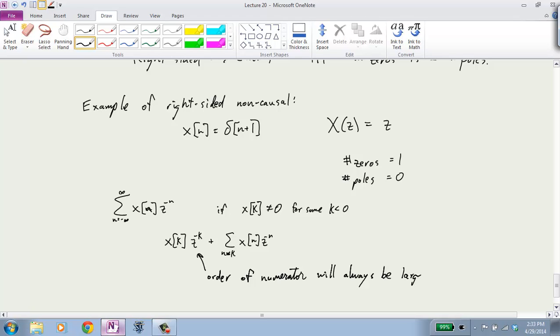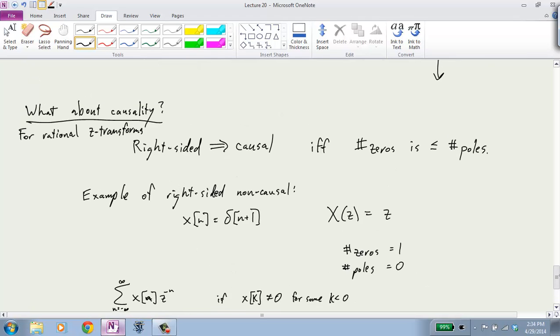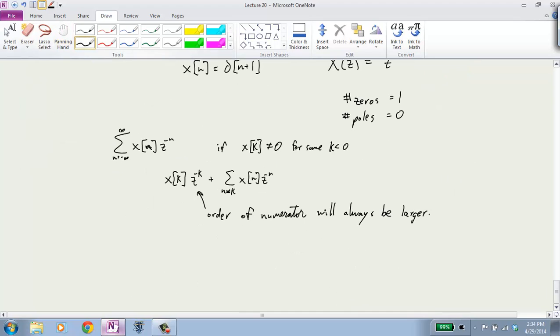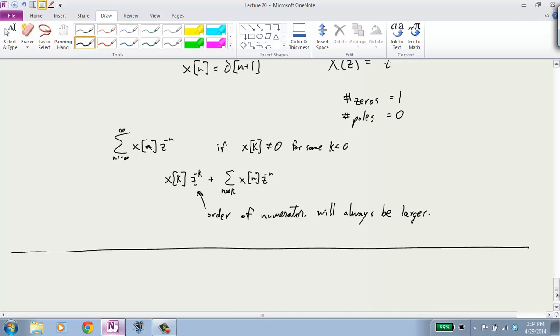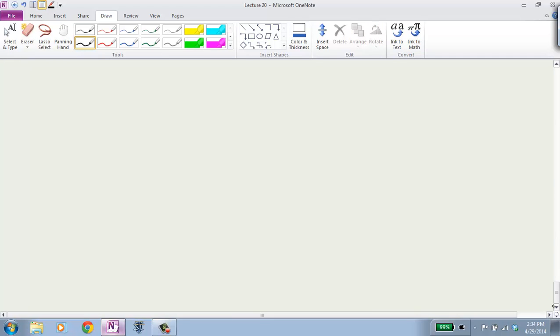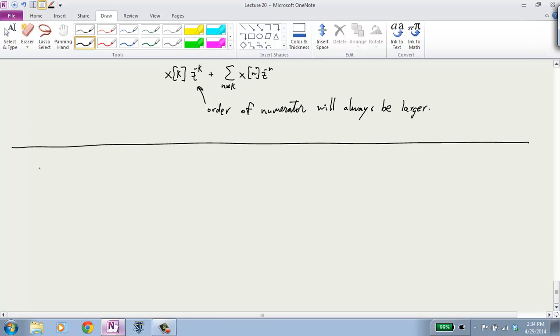Okay, anyway, that was just for your curiosity. So we have this relationship between right-sided and causal. Now for the fun part of how to use this stuff. We've done all the nitty-gritty details. Let's actually go use this to do something kind of cool. First of all, what happens if two systems are cascaded?